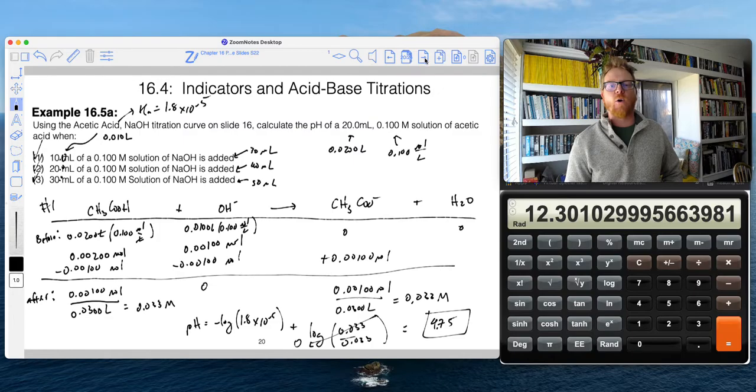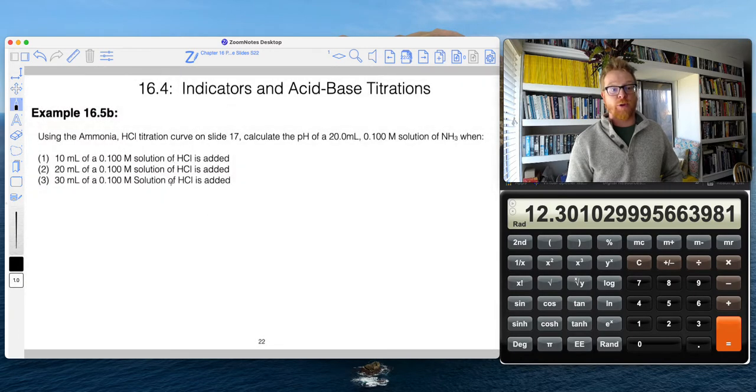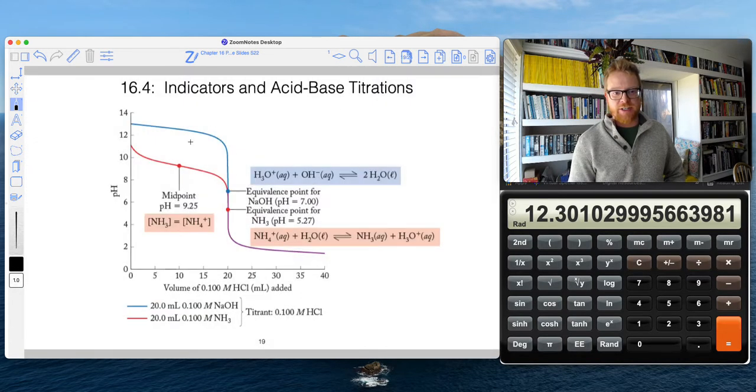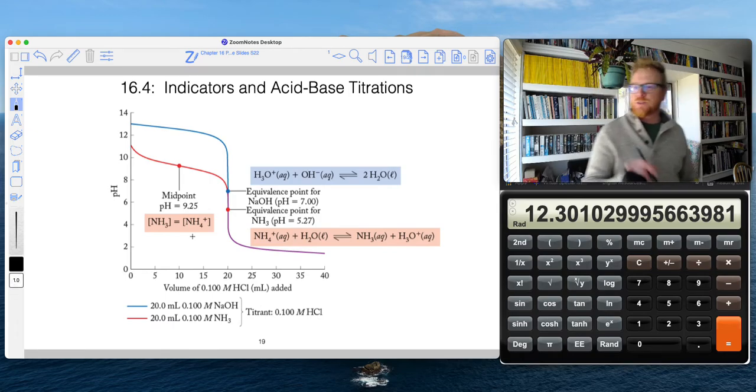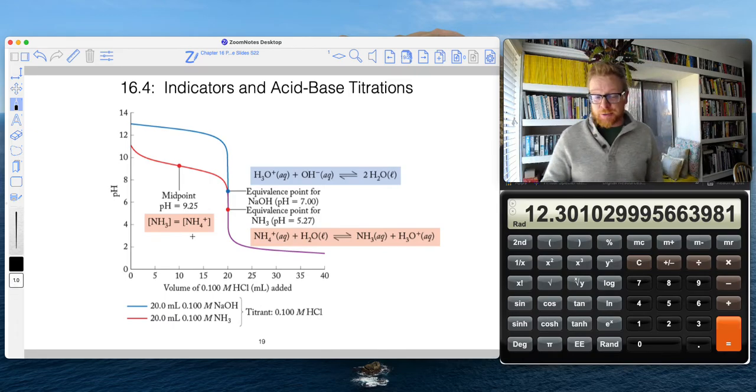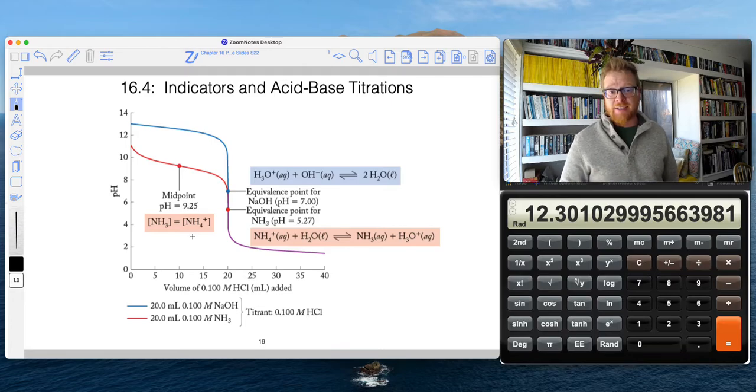Okay, so now I've got a whole other set of problems for you. And now these are based on slide 17. And now this is the calculation to do the weak base titrant being added to a strong acid, but I'm not going to do these in my recorded videos. We'll do these in lecture, and you can also certainly practice these on your own.